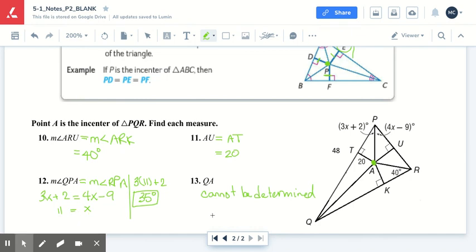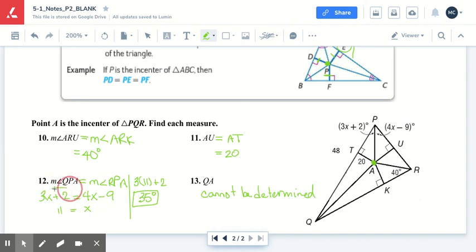All right, so on the first one, the angle measure there is 40 degrees because it is equivalent to the measure of angle ARK. On the second one, AU is equal to AT, and that measurement is 20. On the third one, the measure of angle QPA is equal to the measure of angle RPA because that is an angle bisector. And these were both given by algebraic expressions, so we can set those equal to each other and then solve. We get x is 11.